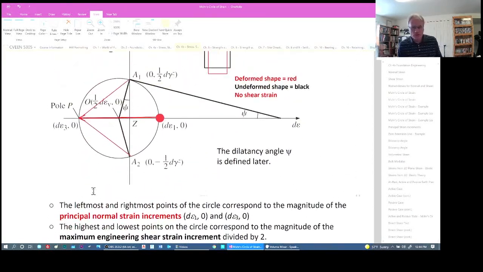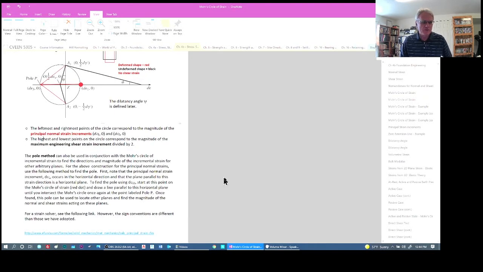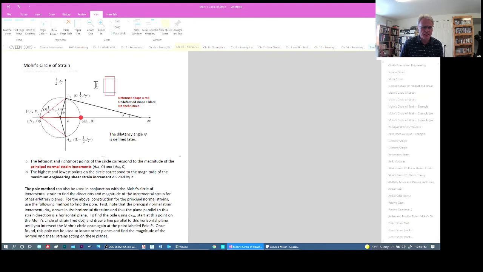Okay, just like we used the pole method before in determining the orientations and magnitudes of stress, we can use the same method to define the magnitudes and orientations of the planes of shear on the Mohr circle of strain. So let's just take a shot at this. Here we have an element that's originally gray, and we see it's been elongated.